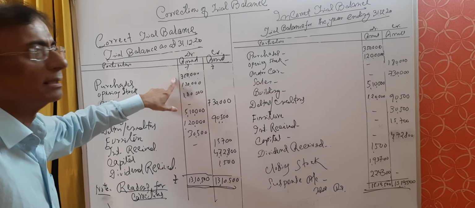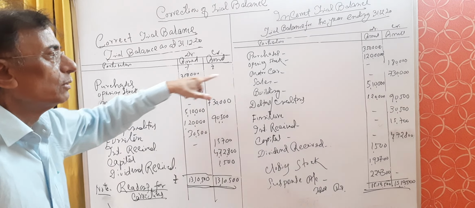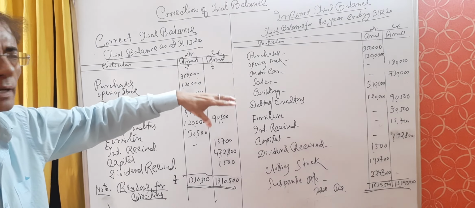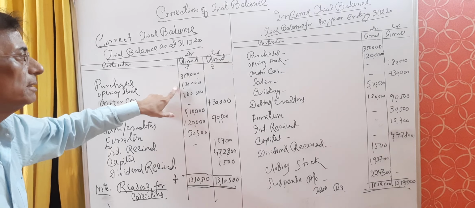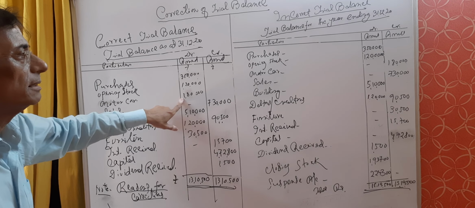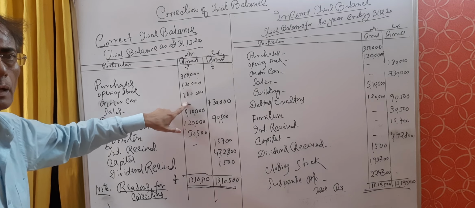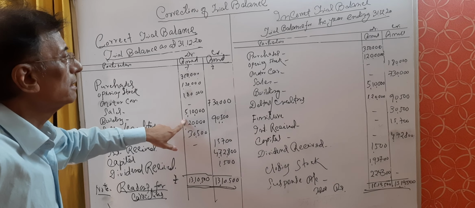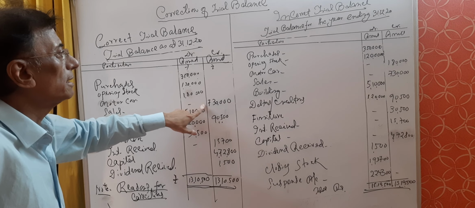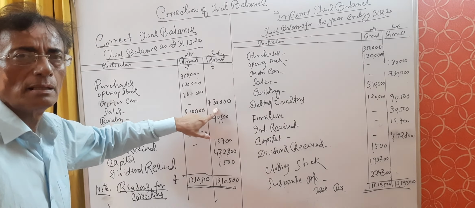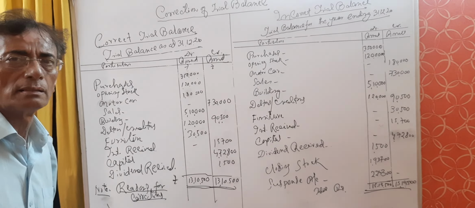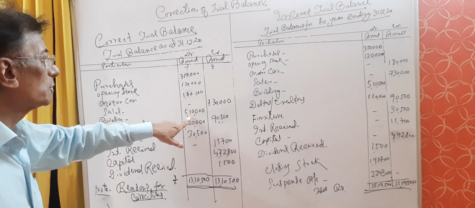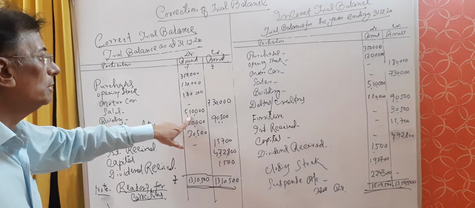First of all, purchase account is on the right side, so I have debited purchase account with the value 3,50,000. Opening stock is also on the right side of the trial balance with 1,20,000, and I have written the same. Motor car is on the wrong side, it should be on the debit side with the value 1,80,500. Sales is on the correct side, so it has been written in the credit side with the value 7,30,000. Building is also on the right side, so it has been shown in the debit side with the value 5,10,000.